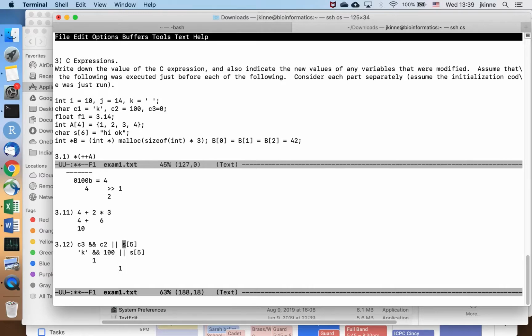So if we did have something here like C3 plus plus or C3 equals 0 or something, if we did have something there, it would not be evaluated because of lazy evaluation. It already knows the answer, so it doesn't evaluate the right-hand side.